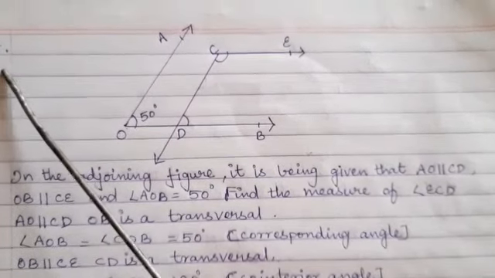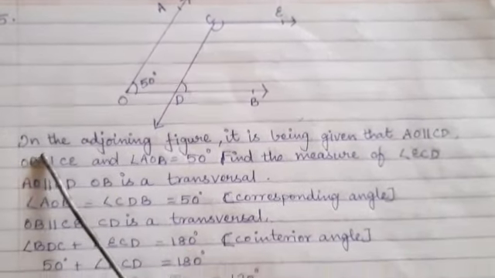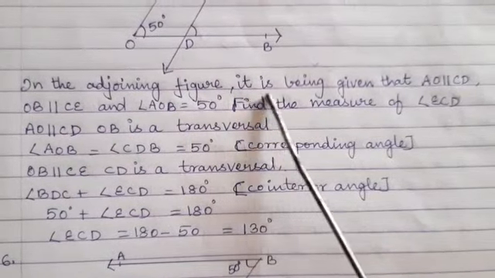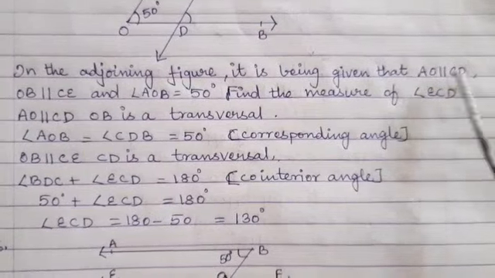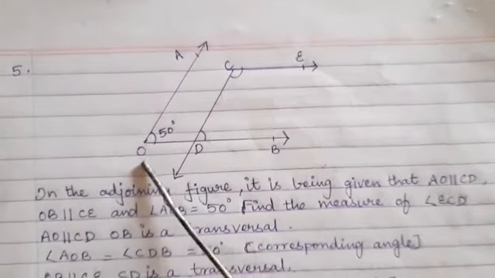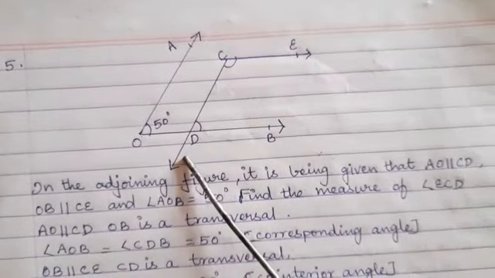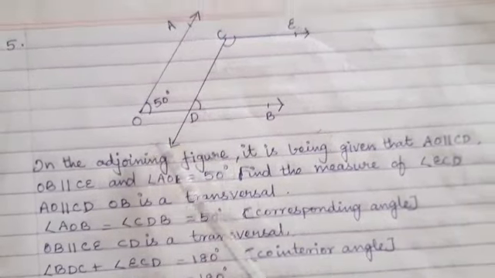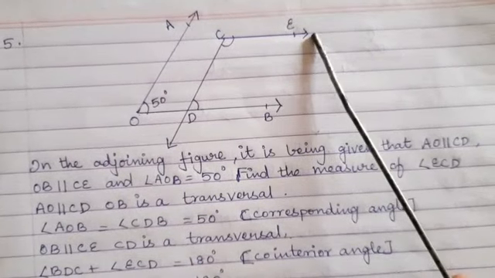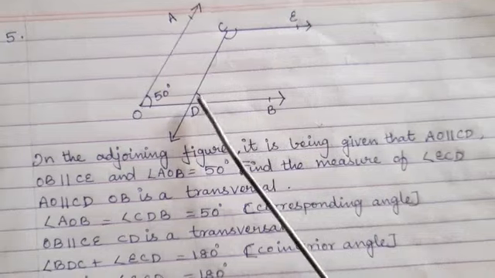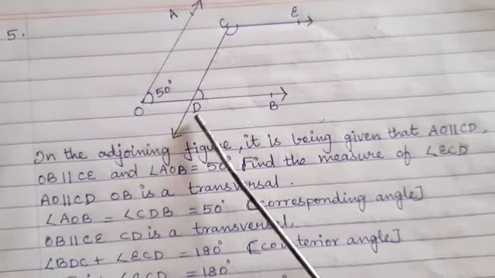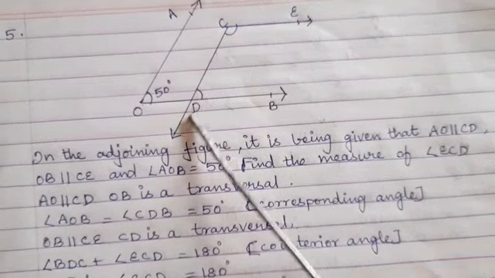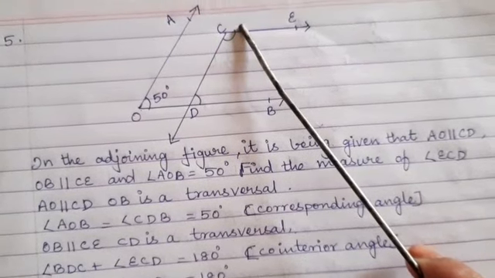Next question number 5. See the question, in the adjoining figure it is being given that AO is parallel to CD. See the figure, AO and CD are the parallel lines, and OB and CE are the parallel lines, and angle AOB, this is 50 degree. Find the measure of ECD, that means this angle you have to find out.